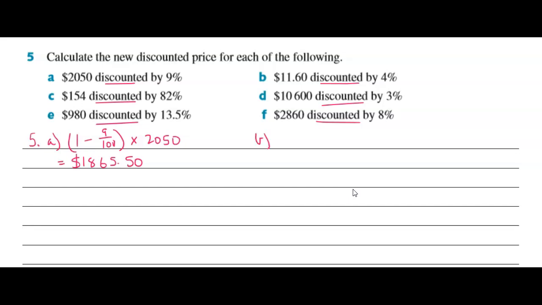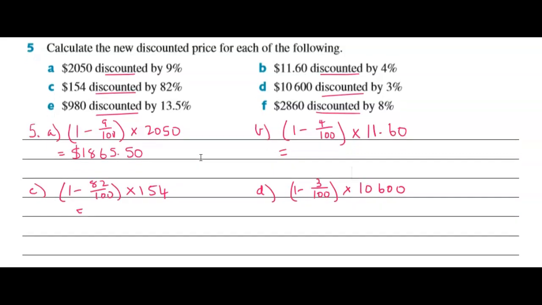All right, so I'm going to go ahead and do all of them before putting it on the calculator because it's so time consuming doing it on the calculator. Times 1160. So you just plug that into your calculator. Remember, these are all discounted, so I put the minus sign here, whereas the previous question, they're all increases. So 1 minus 82 over 100 times 154. Then D, 1 minus 3 over 100 times 10,600. We'll just do E and F.